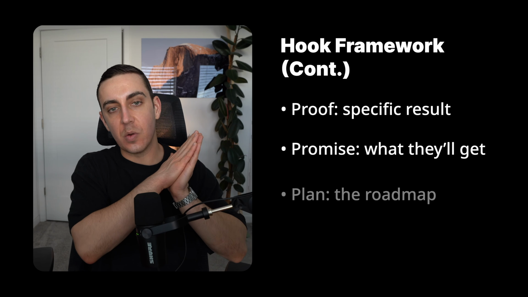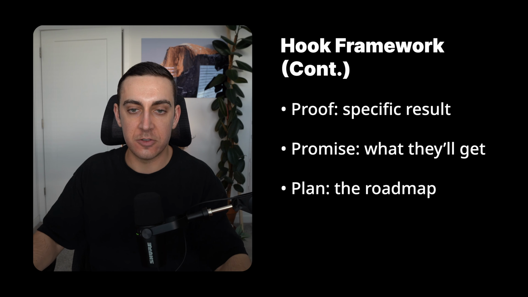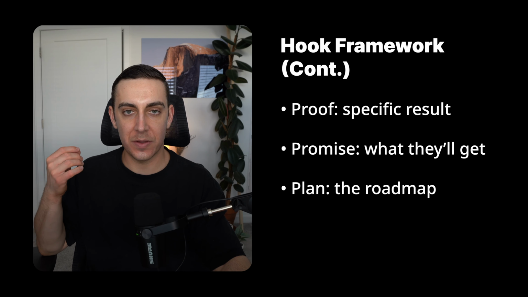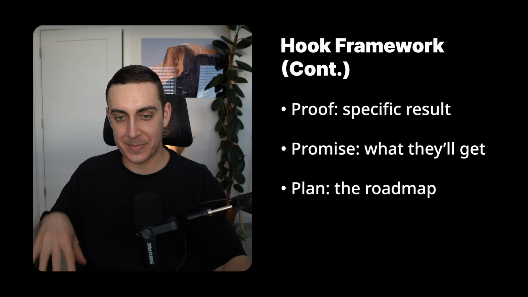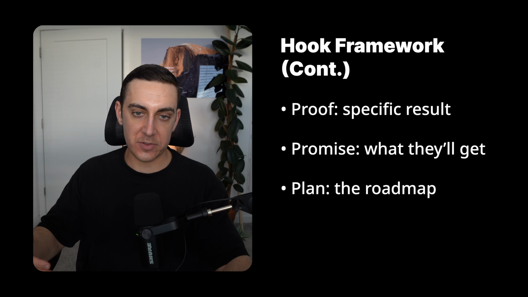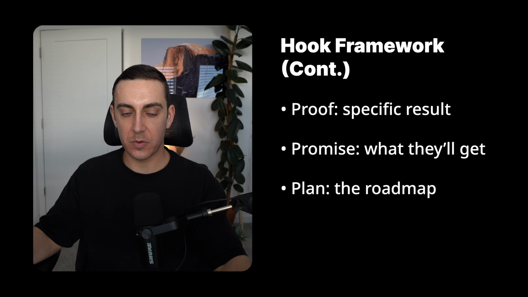Then you can layer in a proof, promise, and plan framework, meaning the proof is one specific result that shows you've solved this exact problem, and the promise is what they're going to walk away with, which is specific. And then a plan, which is a roadmap so they know where you're taking them. So again, if you run a Facebook ads agency, a proof point could be, hey, I have spent $1 million ad spend over the last 30 days, and here are the results. And I promise you, if you watch this video, you can get similar results as well if we follow this specific 3-step plan.